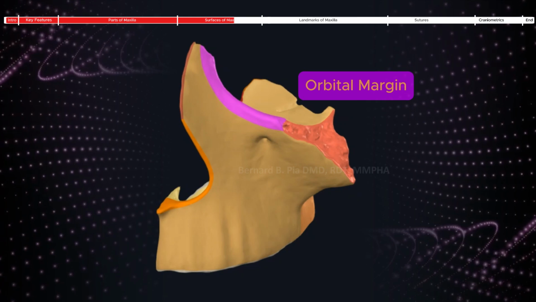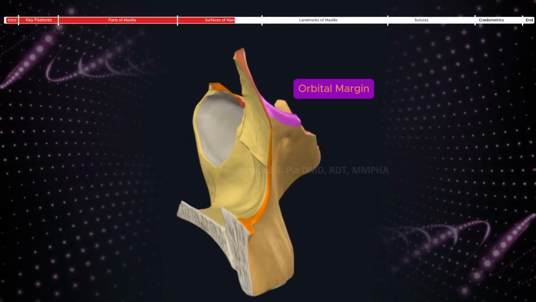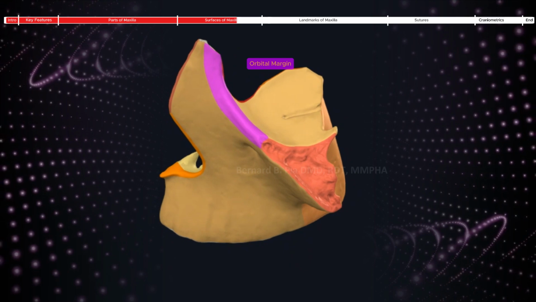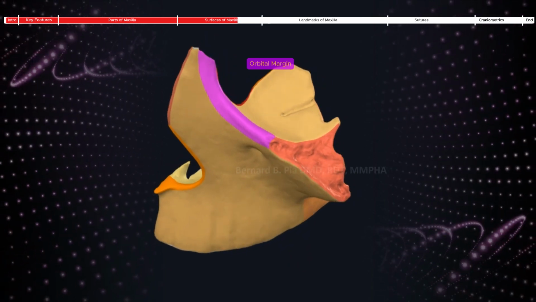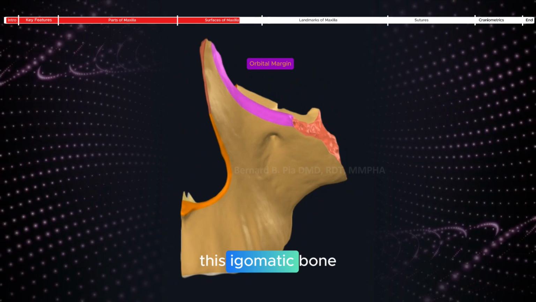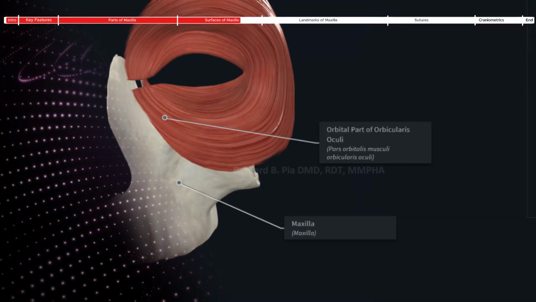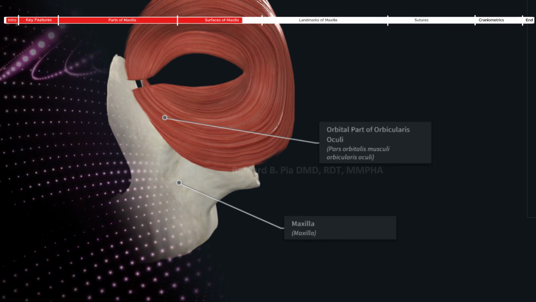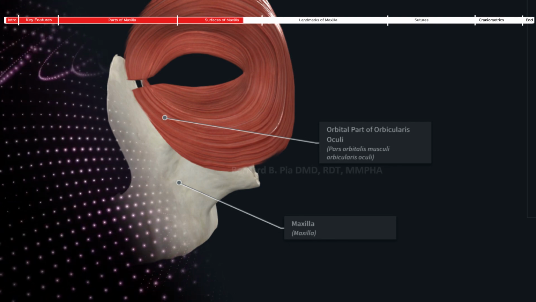9. The orbital margin, orbital border, is the smooth, concave, anterosuperiorly located border of the maxilla. It separates the anterior and orbital surfaces of the zygomatic bone, provides an origin site for the orbicularis oculi muscle, and an attachment site for the medial palpebral ligament.